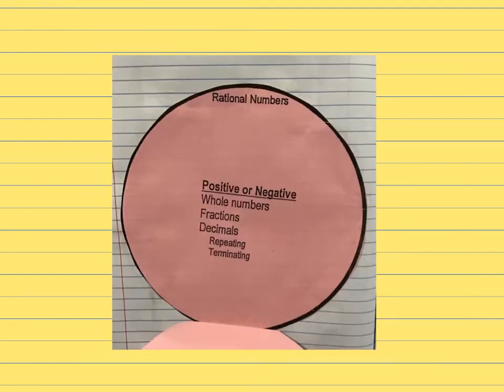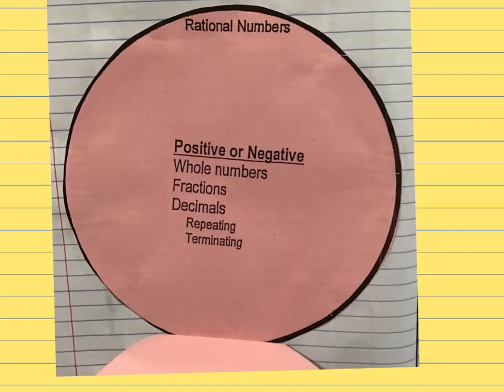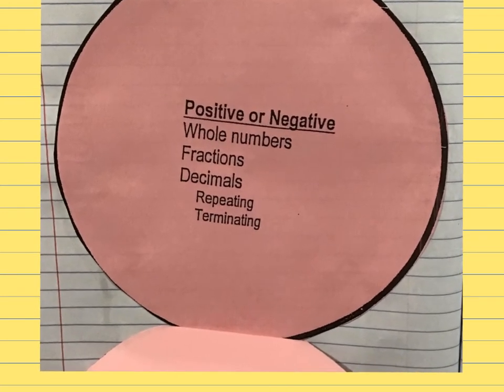Then the largest circle, the definition for this one, is going to include almost all numbers that we deal with. It can be positive, it can be negative, we can have whole numbers, we can have fractions, we can have decimals, but here's the thing you need to pay attention to for this one. The decimals have to be a repeating decimal or a terminating decimal. There's another type of decimal that's going to go on the next page of your journal.